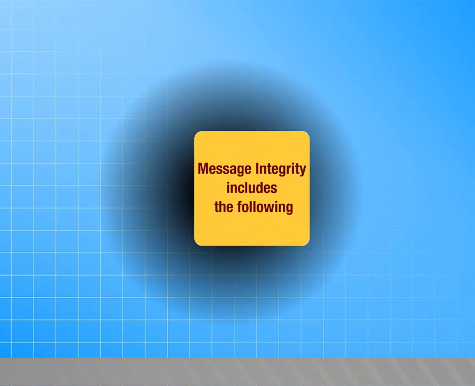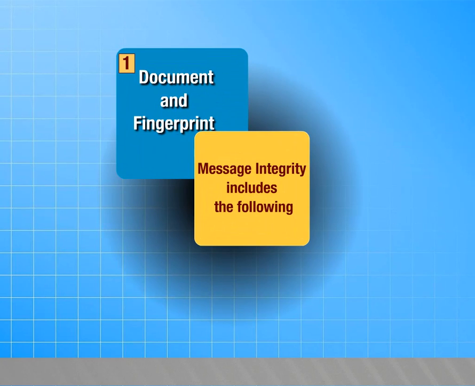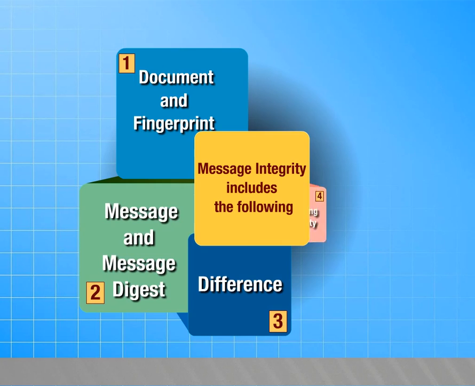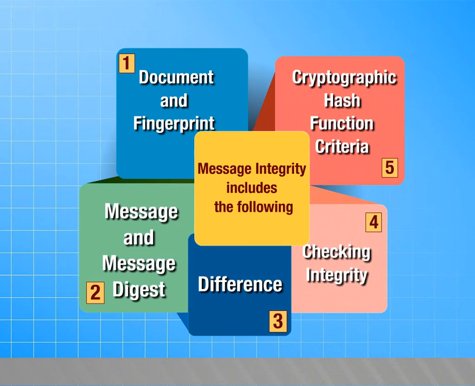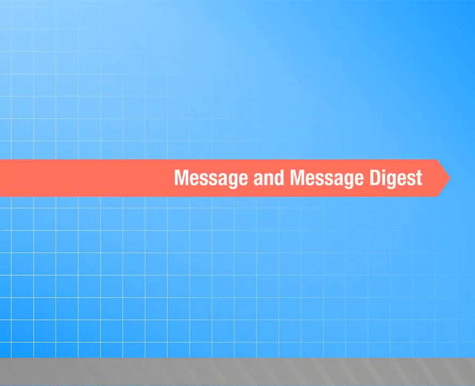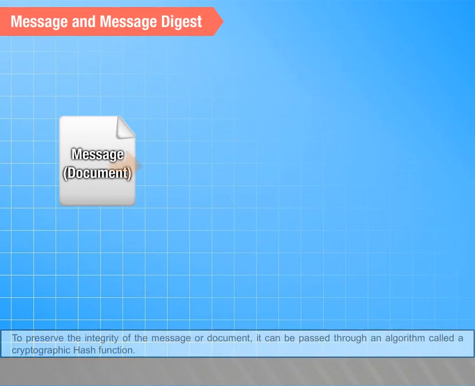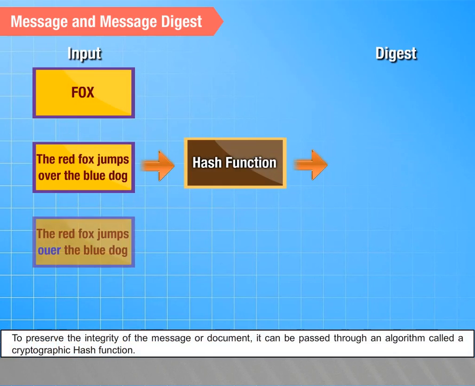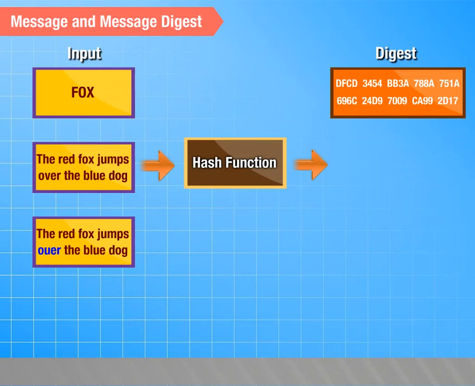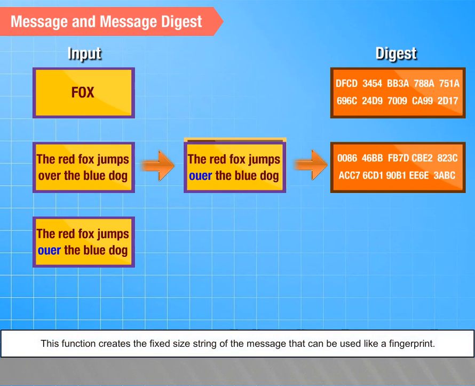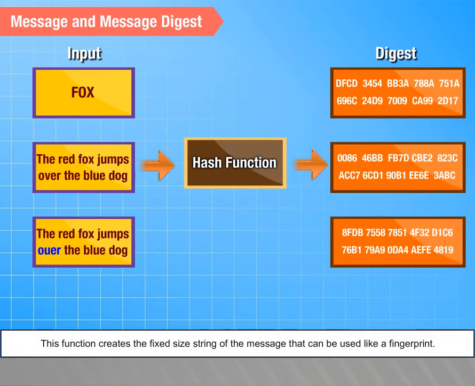Message integrity includes the following: document and fingerprint, message and message digest, difference, checking integrity, cryptographic hash function criteria. Message and message digest. To preserve the integrity of the message or document, it can be passed through an algorithm called a cryptographic hash function. This function creates a fixed size string of the message that can be used like a fingerprint.